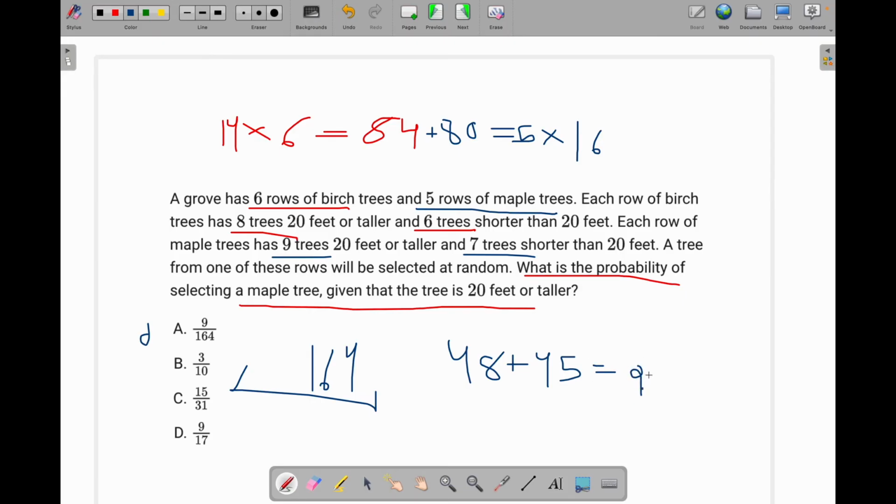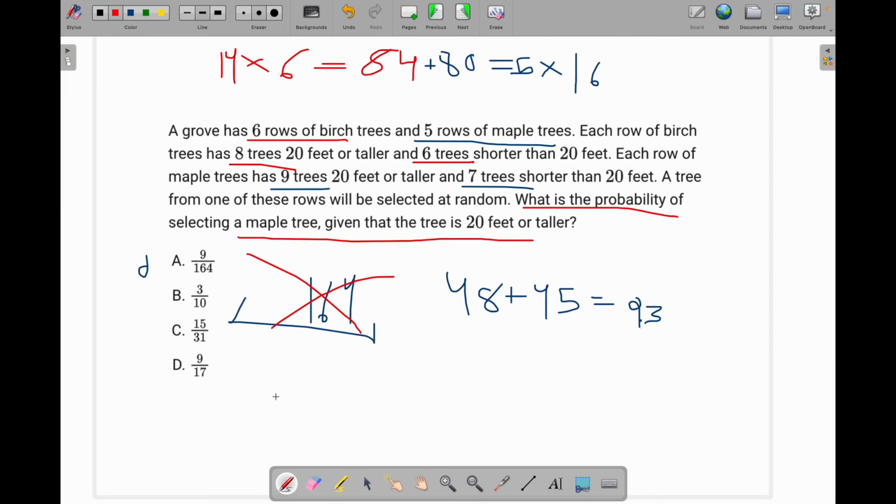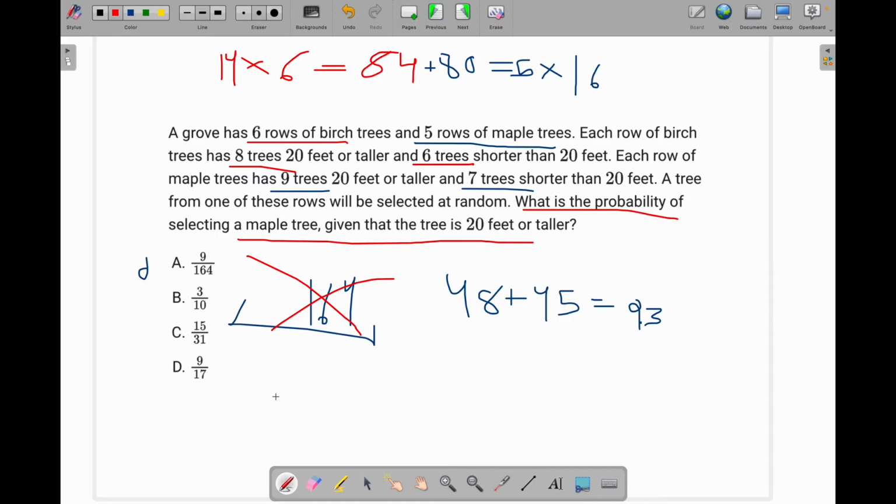So actually this 164 was useless. And that's okay. That's something you need to learn. You may find useless information, but it's okay. You're still learning more about the problem. So 93 of these trees are 20 feet or taller.